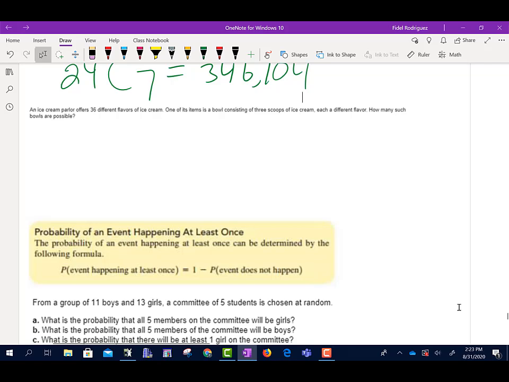The next problem here says an ice cream parlor offers 36 different flavors of ice cream. One of the items is a bowl consisting of 3 scoops, each a different flavor. How many different bowls are possible? Okay, so let's think about this. You're going to get ice cream that's going to have 3 scoops. They're going to be different flavors.